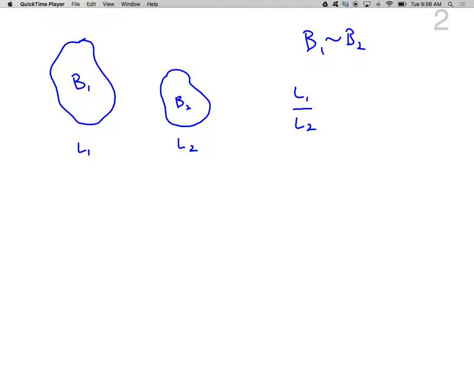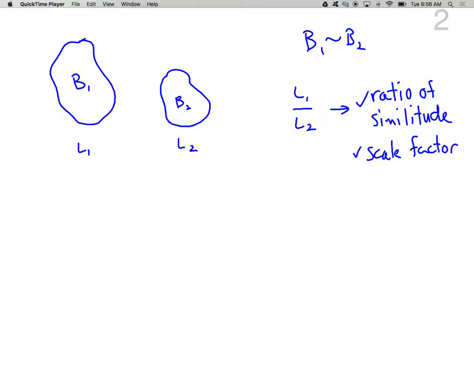Our ratio of similitude. Have I used that word before? No. Okay. So this is our ratio of similitude. Similitude. It's our scale factor. Those are the two most common terms. We're probably going to use scale factor, but occasionally that ratio of similitude pops up every once in a while. Now we have to figure out, if I know A1, how do I find A2?